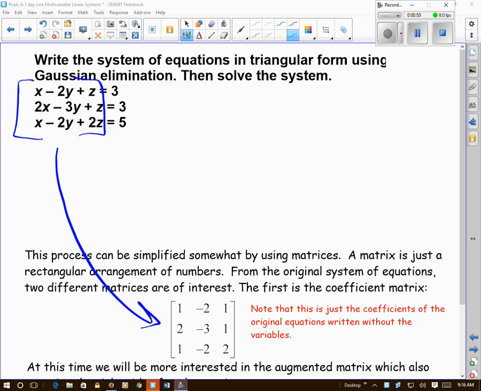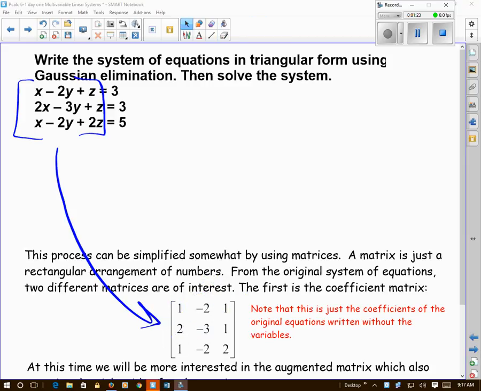Recall that in a matrix, the first position here is the 1,1 position because that's the first row and first column. Then the second one would be the 1,2 position and the 1,3 position, and so on through. For the second row and first column, we have 2,1. So we can refer to the positions that way. So there's the coefficient matrix.